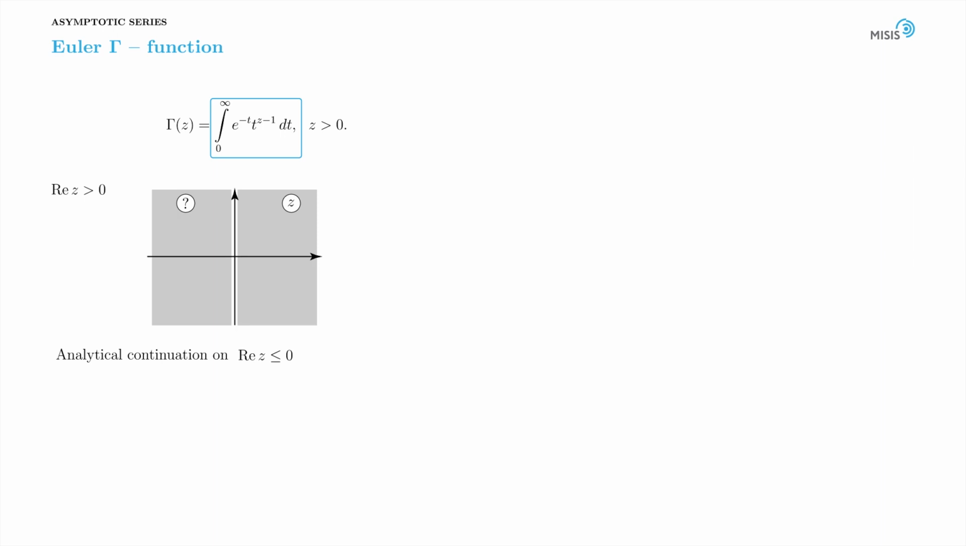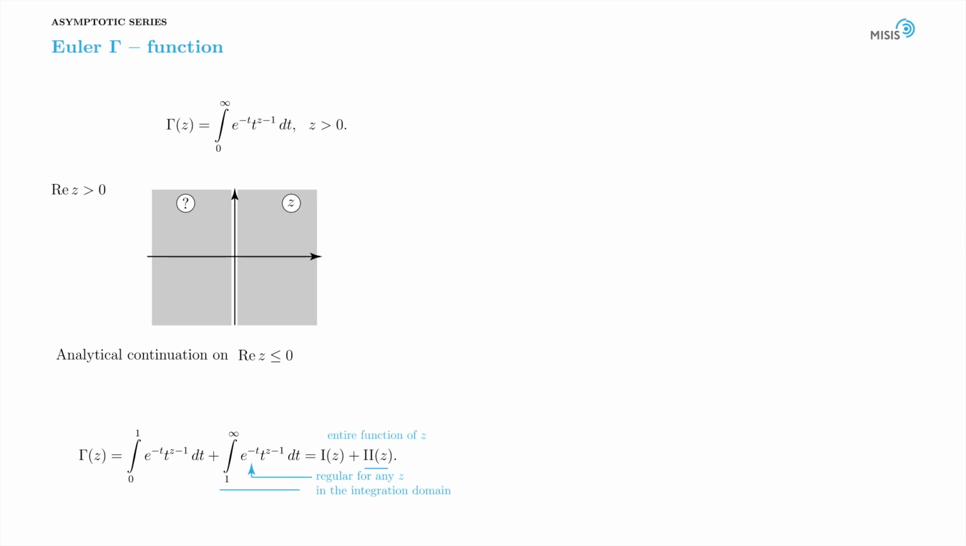Let's see how this works in practice. First, we assume that z lies in the right semiplane, so the integral is well defined. We know that the source of the potential problems is the point t equal to 0. To detach the problematic region, we split the domain into two parts in the spirit of what was done before. The integrand of the second part is regular for any complex z. The integral itself is convergent. Therefore, the second part is regular in the entire complex plane. It defines a so-called entire function of the complex variable.